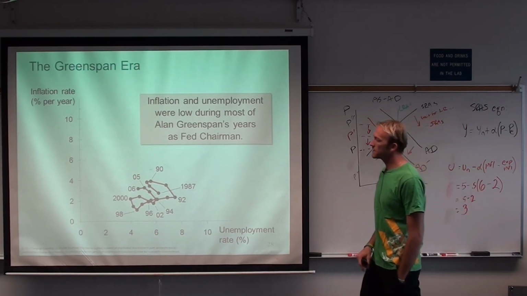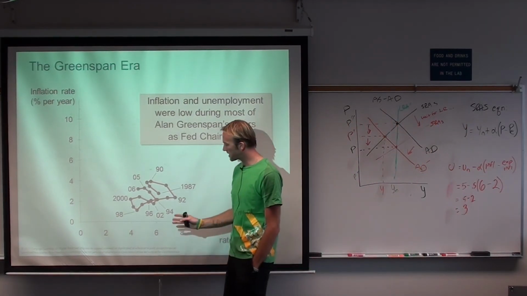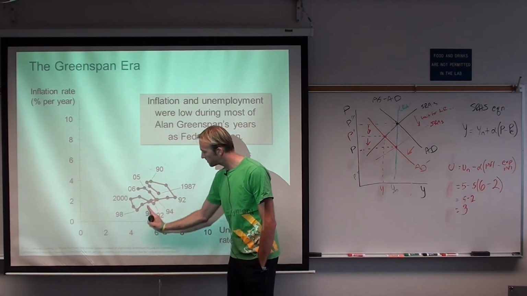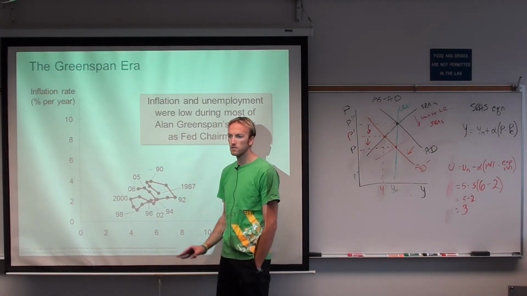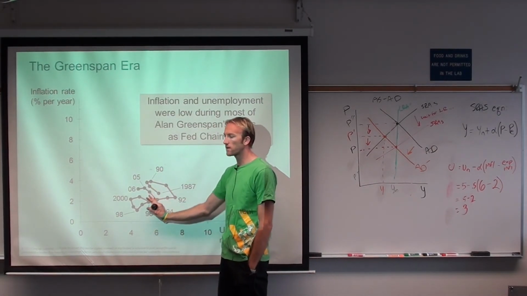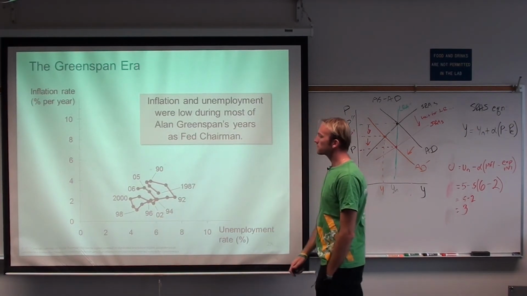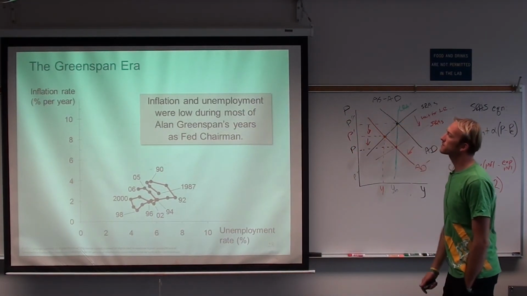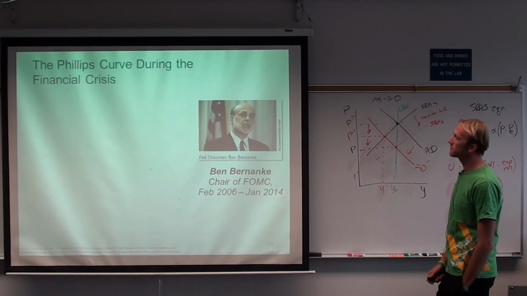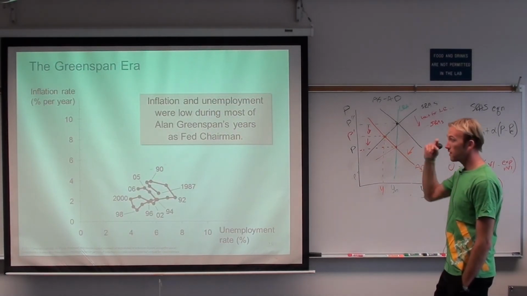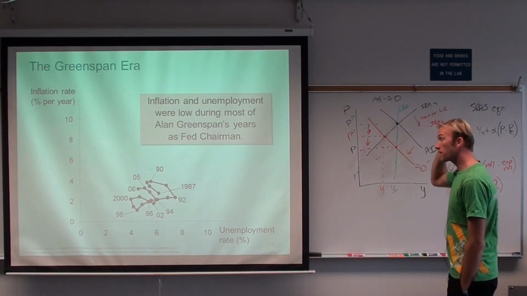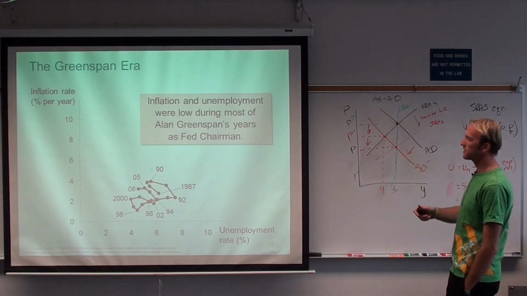So you can kind of see the natural rate of unemployment for the United States, probably somewhere just over 5%. You just kind of see that. It's just kind of hovering right around there. That was Alan Greenspan. Where are we now? Well, that's a good question. We'll get to, I think, 2010 on this. I'll show you.